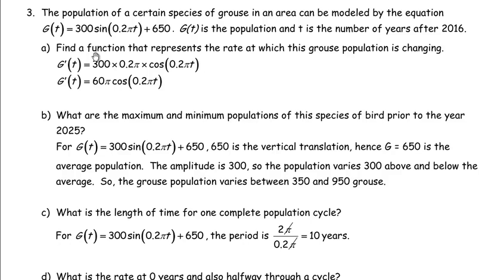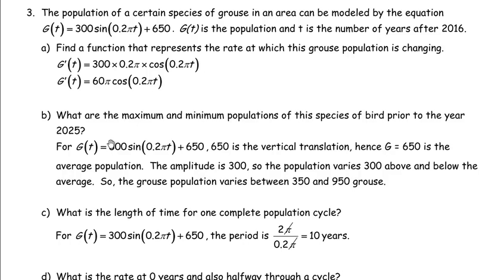In A, it's asked to find a function that represents the rate at which the grouse population is changing. The rate at which it's changing would be the derivative function. So we start with the 300, and the derivative of sine is cosine, so we write cos 0.2 pi t, and then multiply that by the derivative of what's inside. The derivative of 0.2 pi t is 0.2 pi, the constant multiplied by the t. If we multiply 300 by 0.2, we get 60, so this would be 60 pi cos 0.2 pi t.